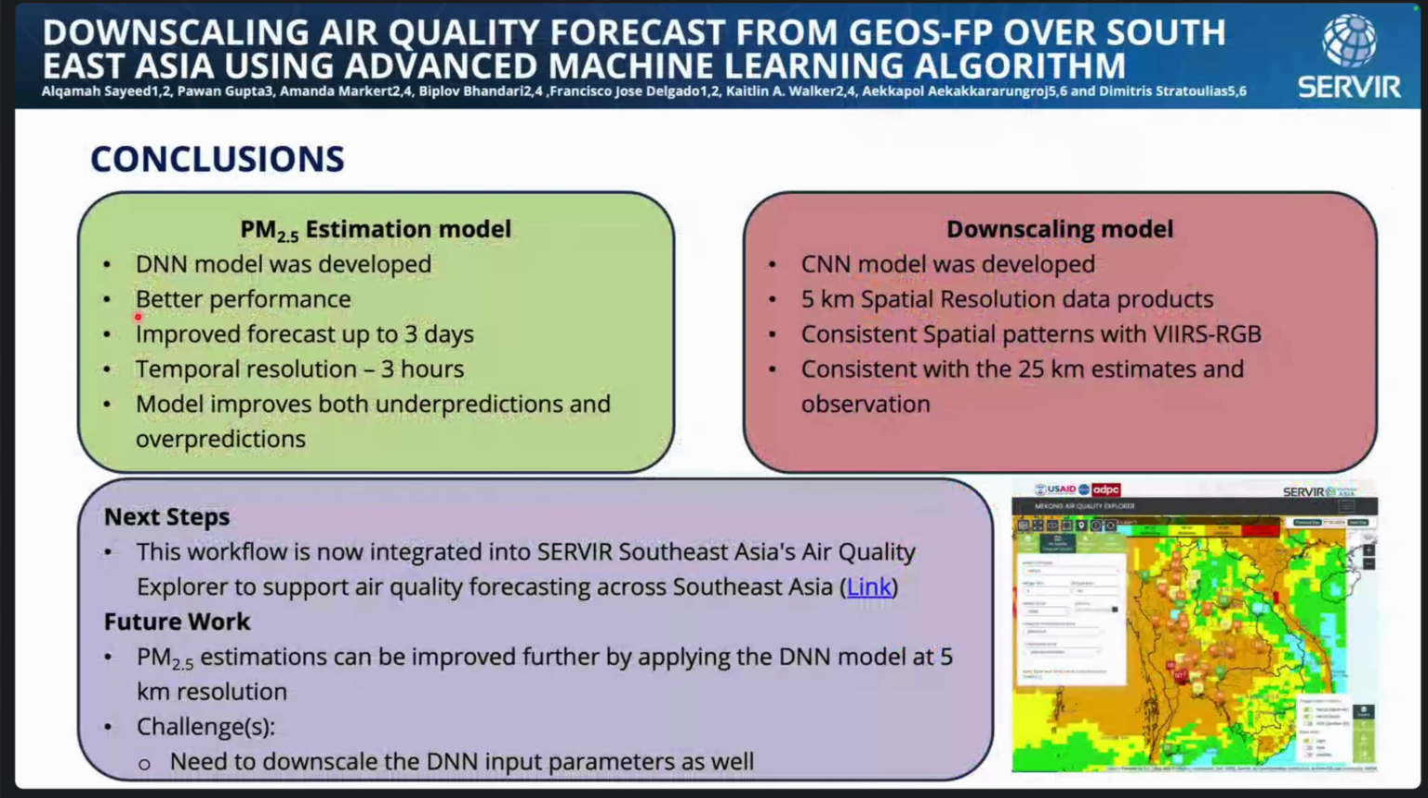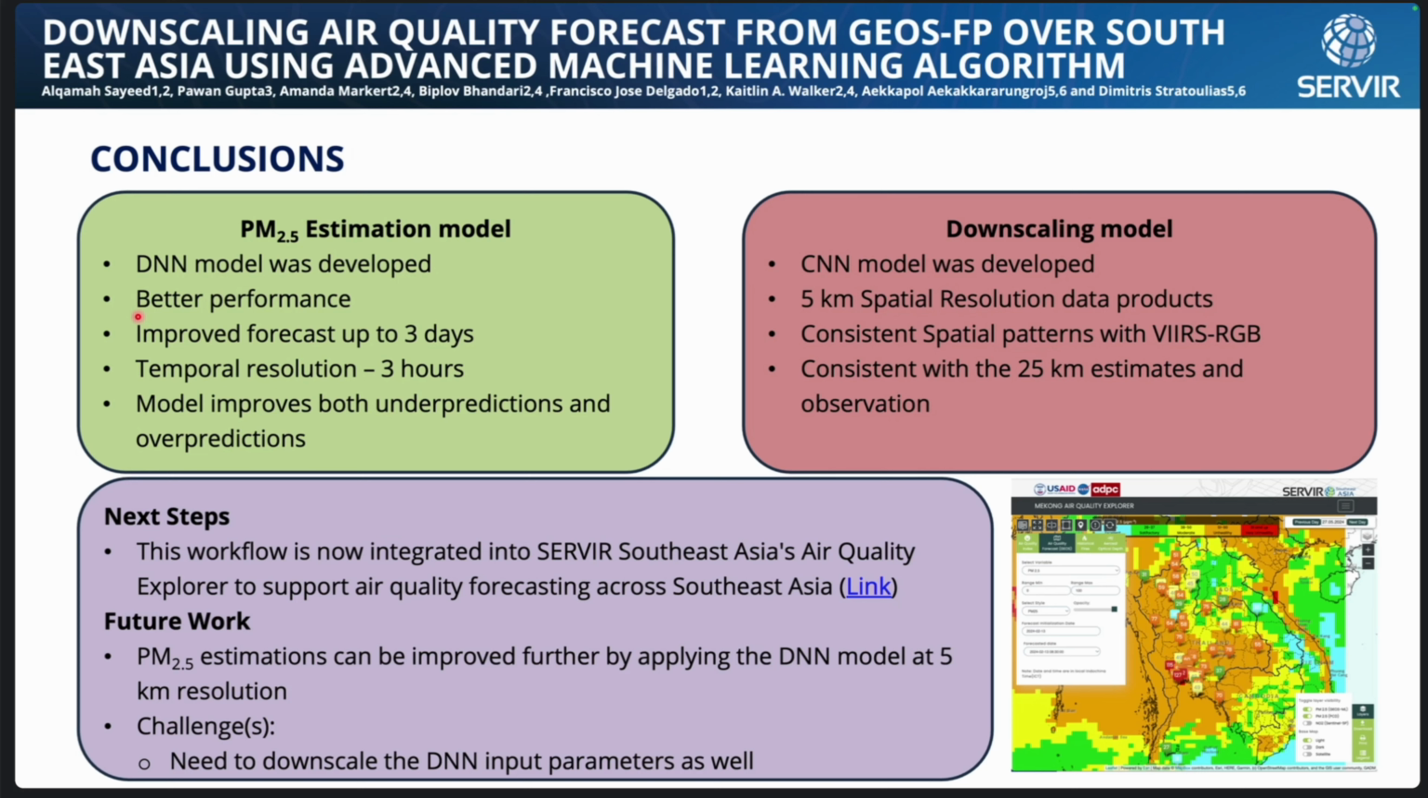So to conclude, we developed a DNN model for bias correction that improved the forecast for 3-day PM2.5. We also developed a CNN model for downscaling that achieved 5-kilometer spatial resolution, which was consistent in spatial pattern with various RGB images, and also consistent with the 25-kilometer estimate and the observed PM2.5.